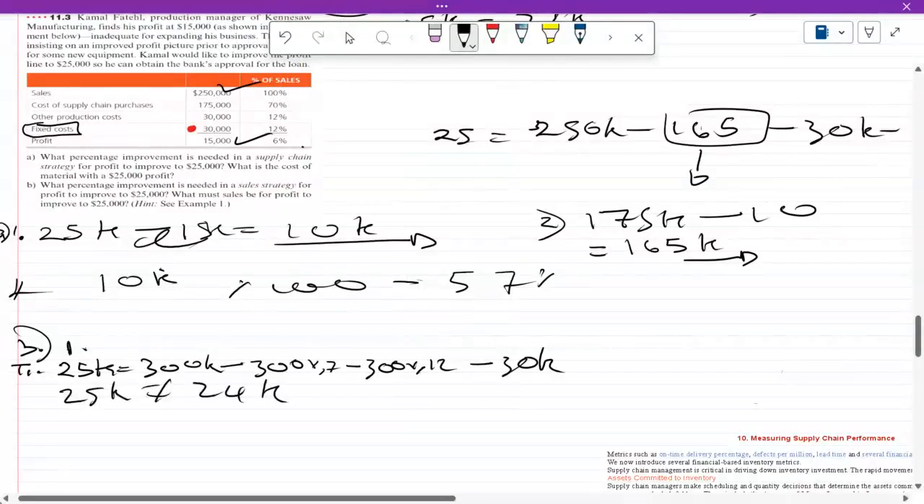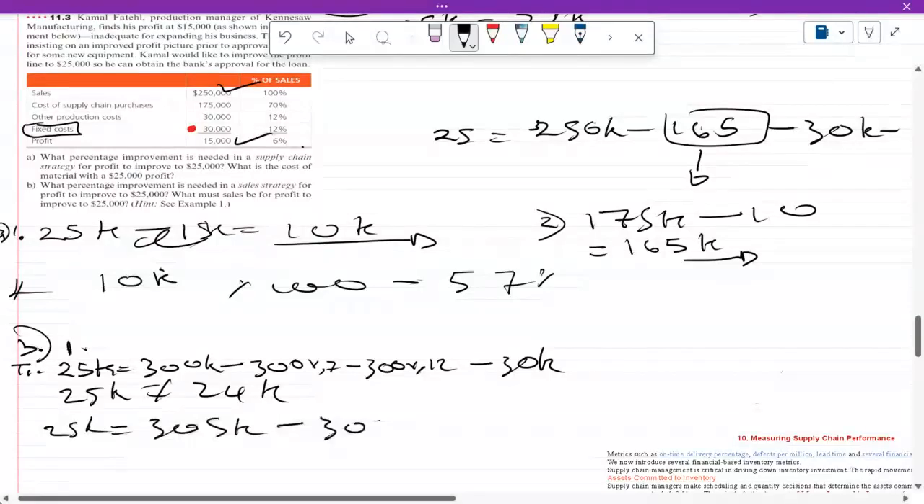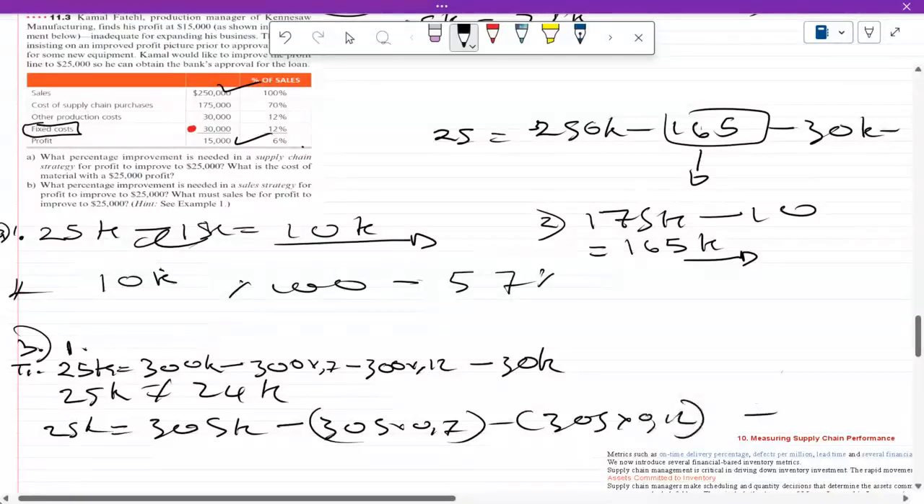So we are left with 1,000. I'm going to pump it with 50,000 more, to 350,000. So when we do this with the 350,000, we're going to say 25K, not 350, like this, minus 350 multiplied by 0.7, bracket, remember, minus 350 multiplied by 0.12, minus 30K. So I just changed it on my calculator. That's one thing I like about calculators: you just change it on your calculator.